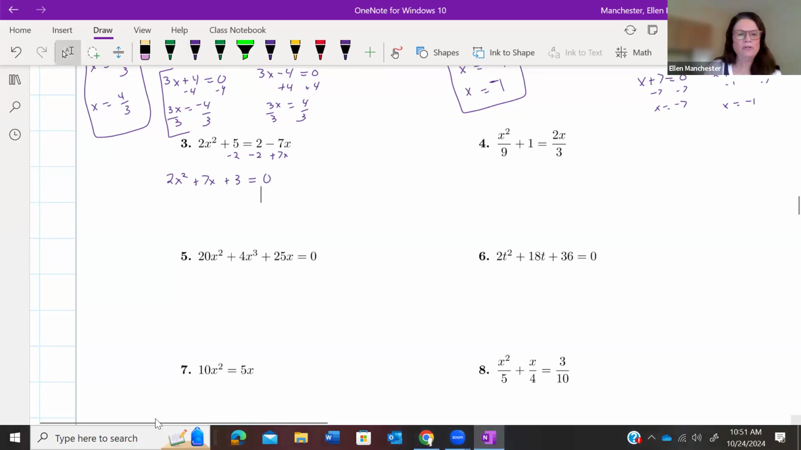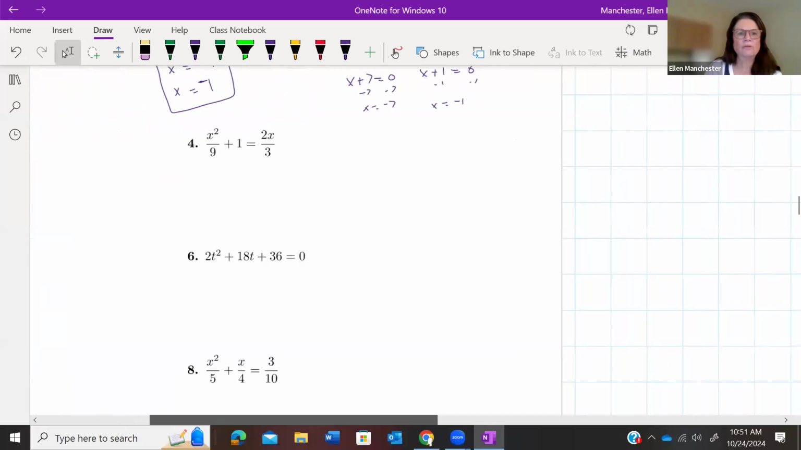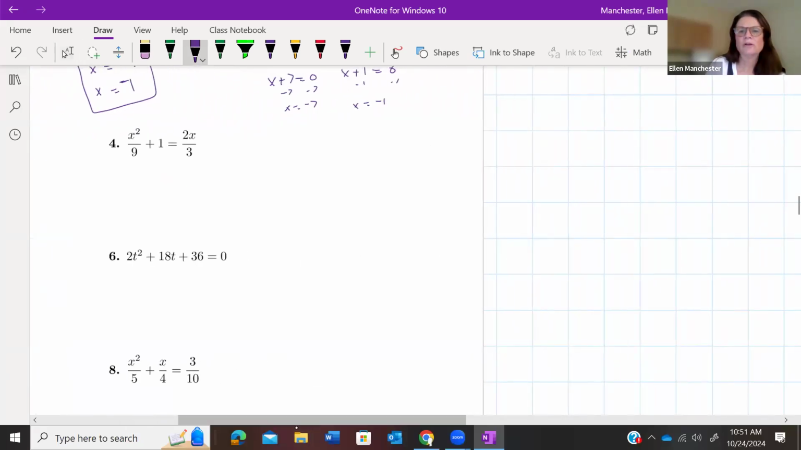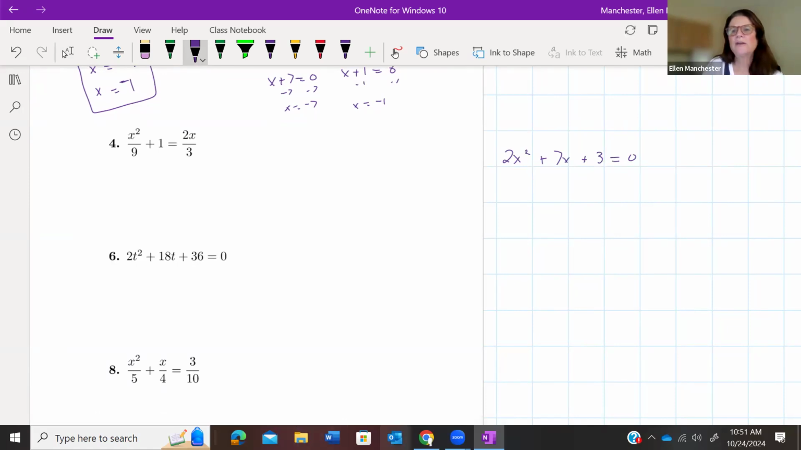Okay, so I'm going to do this over on the side just because I'm running out of room. So it was 2x squared plus 7x, what was the last number? Plus 3 equals 0. Okay, so this is our case where a does not equal 1. So our factors of 2x squared are 2x and x. Factors of 3 are 3 and 1. So this makes it nice and compact.